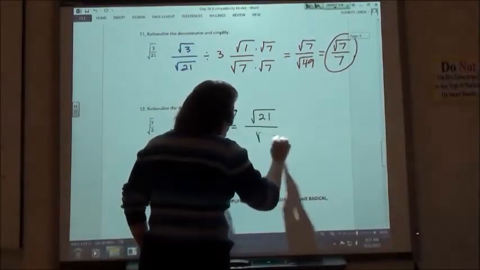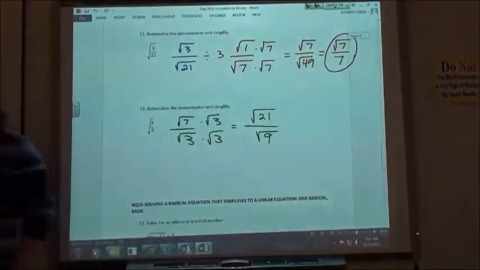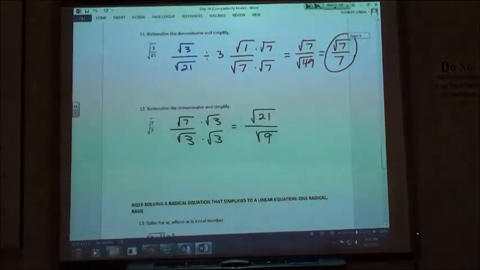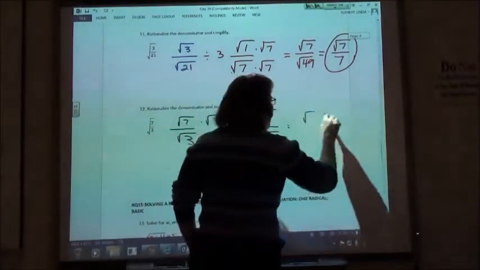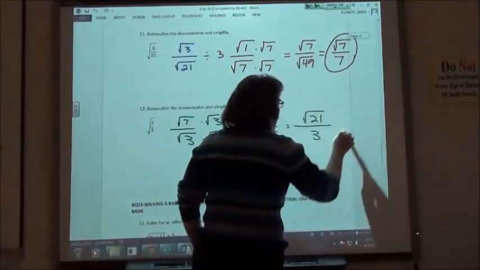Right, the square root of 21 over 9 is not the same thing as the square root of 21 over the square root of 9, because now I got to do my square roots, or the only one I can do. So my answer is going to be the square root of 21 over 3.